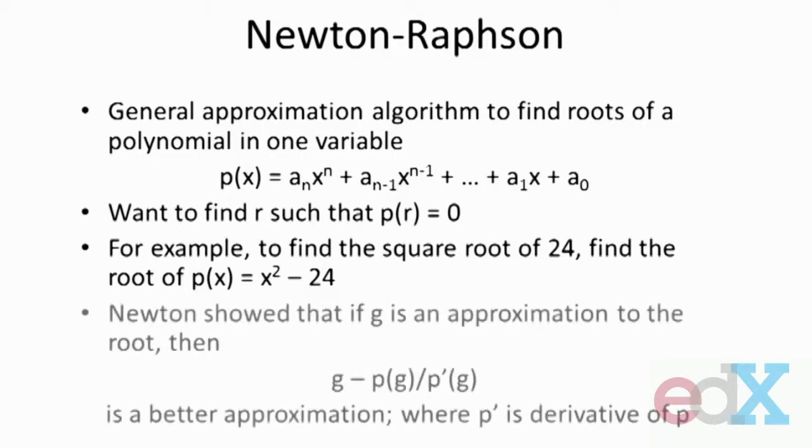Now, what Newton showed was that for things like polynomials, if g is an approximation to the root, to the place where it's equal to 0, then g minus the polynomial evaluated at g divided by p prime evaluated at g is a better approximation, where p prime is just the derivative of p. And if you haven't done calculus, don't worry about it. We'll show you in a second what that means. But this is a powerful tool. Newton proved this, that given an approximation, g minus p of g divided by p prime of g is a much better approximation.